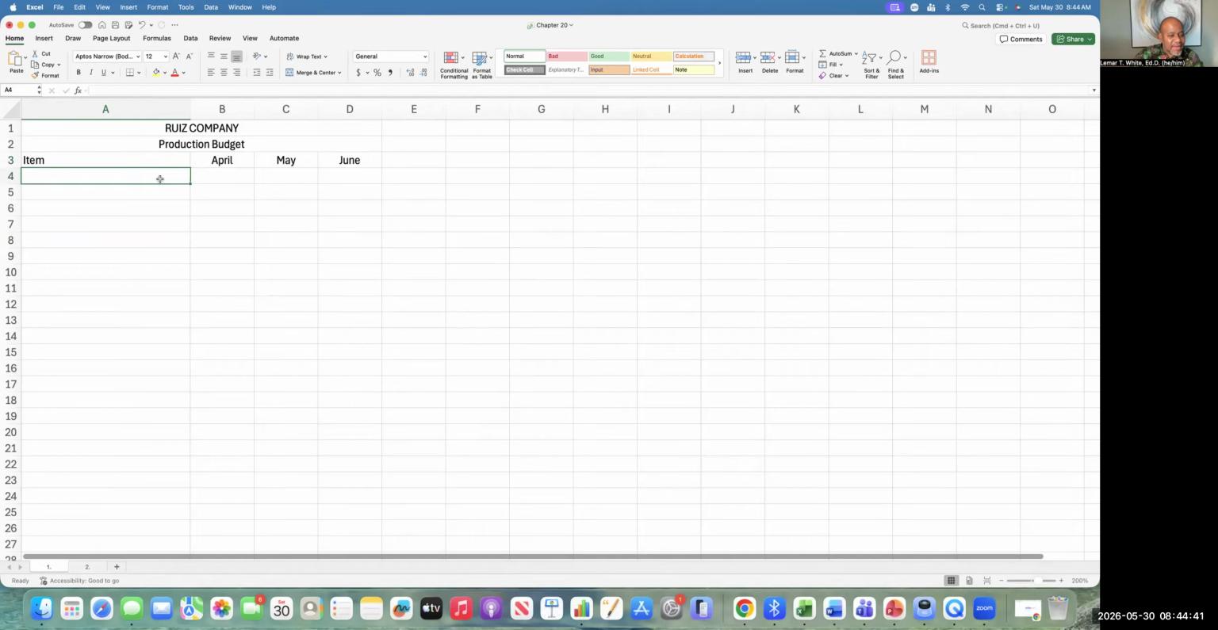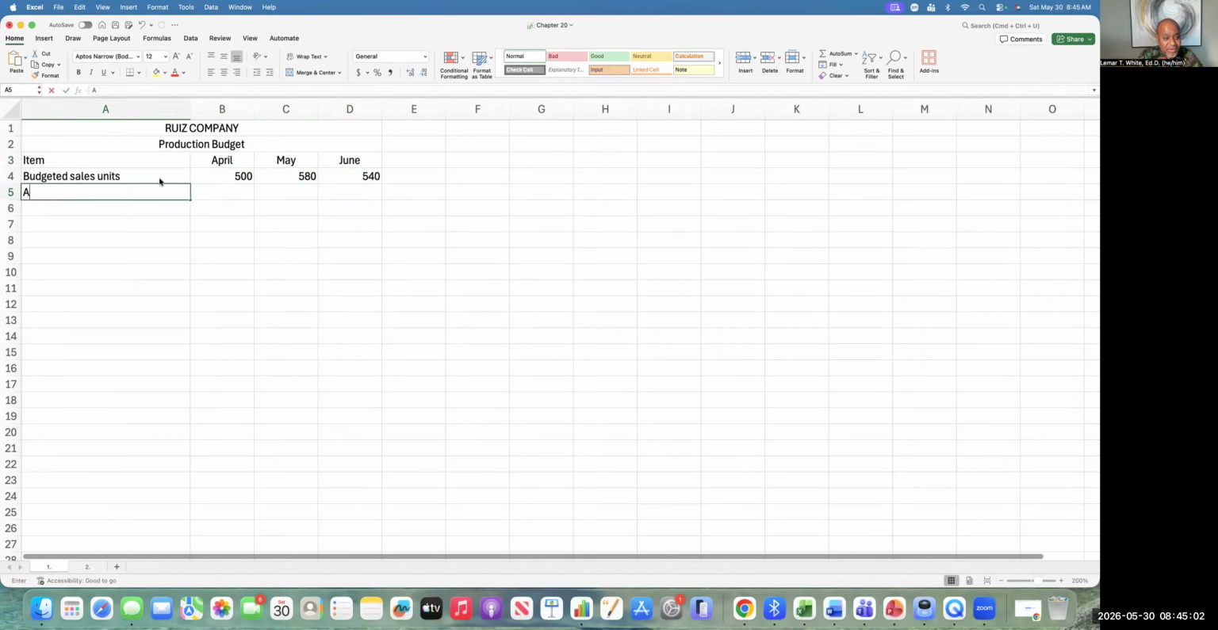So the first item that I'm going to put here is my budgeted sales units. And the question gives me these numbers. It says that for April, my budgeted sales units are 500. It says that for May, my budgeted sales units are 580. And for June, my budgeted sales units are 540.